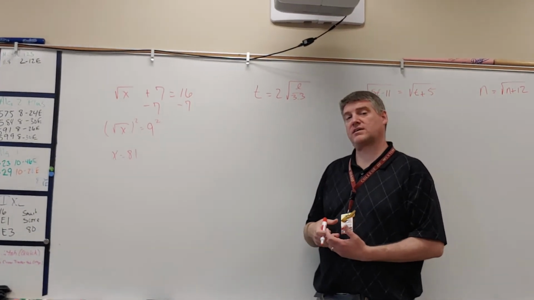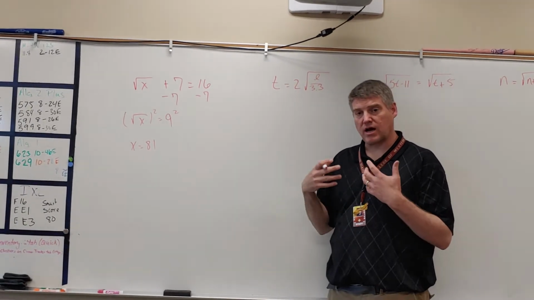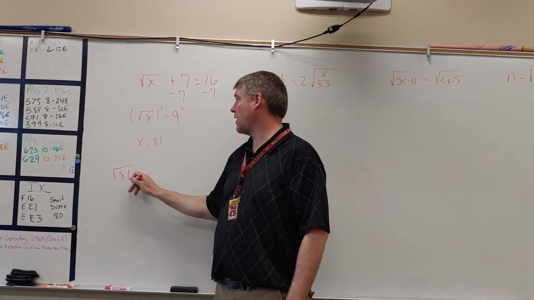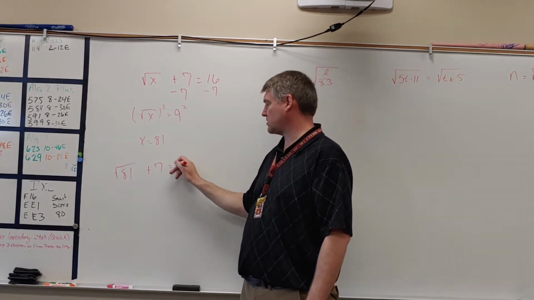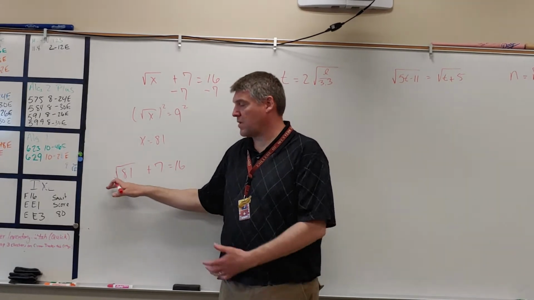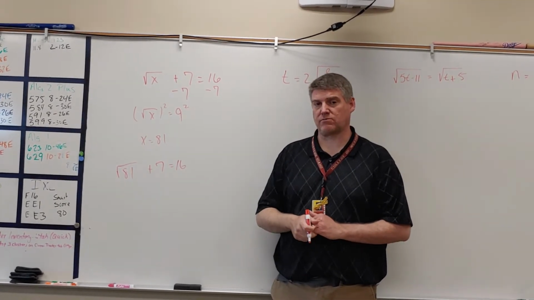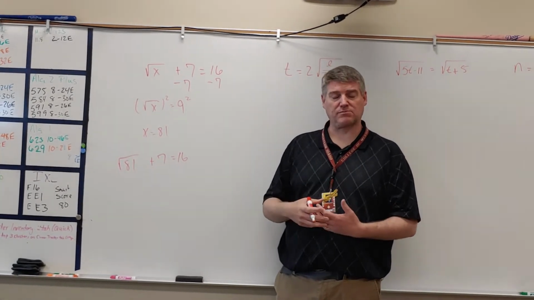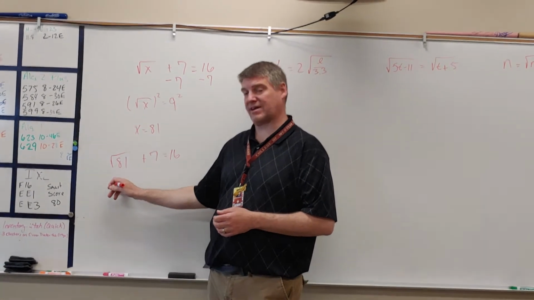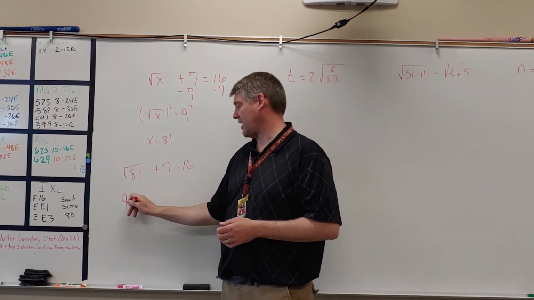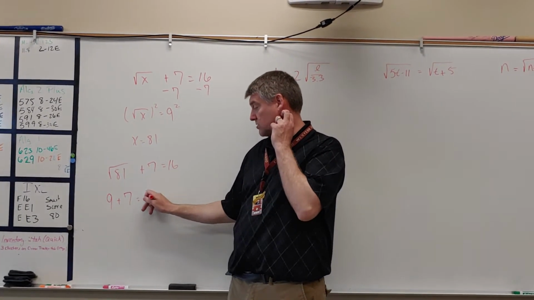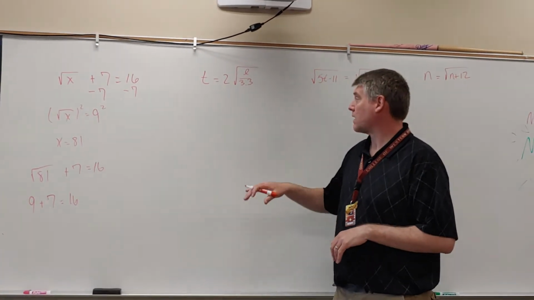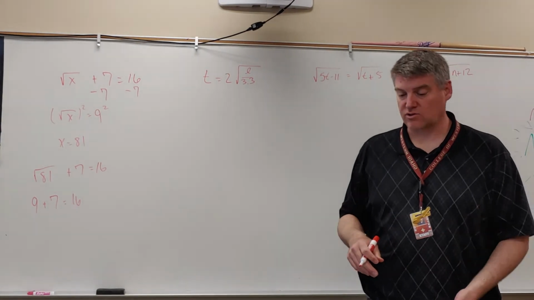Now, if I want to check this to make sure that answer works, I take this 81 and plug it back in. Square root of 81 plus 7 equals 16. Remember, we're only looking at the principal root when we're doing these. We're not looking at the idea that it's plus or minus; we're only looking at the principal, or positive, root. So this becomes 9 plus 7 equals 16. It checks out.